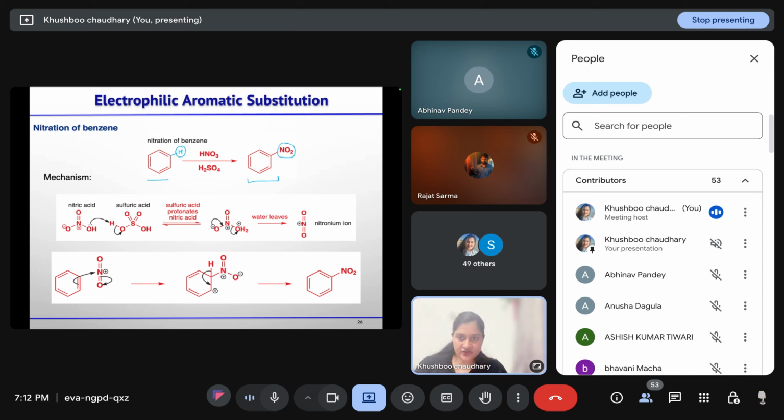What is the mechanism for this? Nitric acid will abstract one proton from the sulfuric acid and it will get protonated. After the loss of water, it will form the nitronium ion. Now in the nitronium ion, nitrogen is electrophilic in nature. Your benzene ring will attack this nitronium ion, and after the loss of a proton you will get nitrobenzene. Clear?